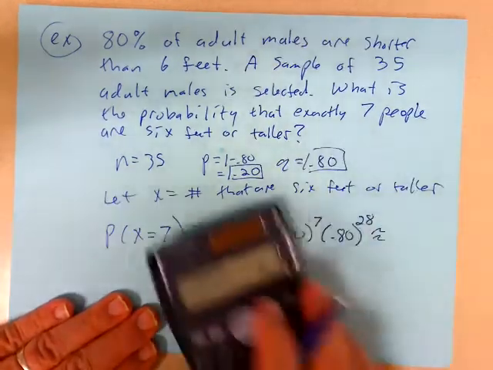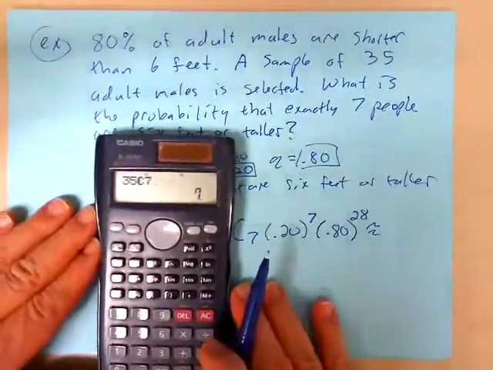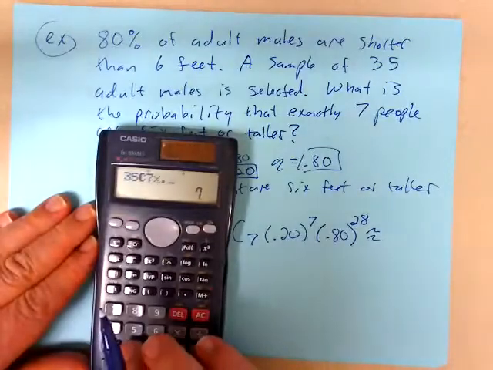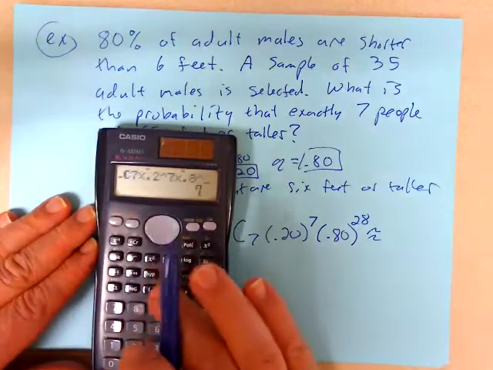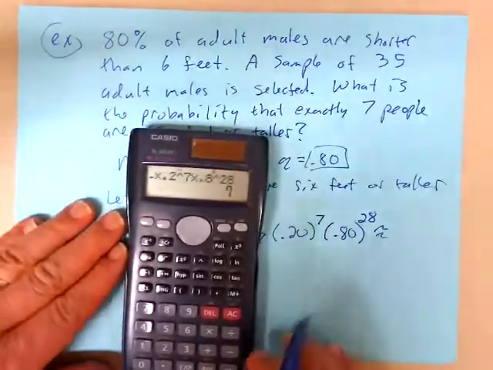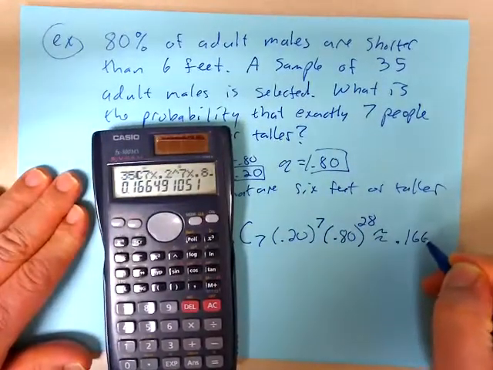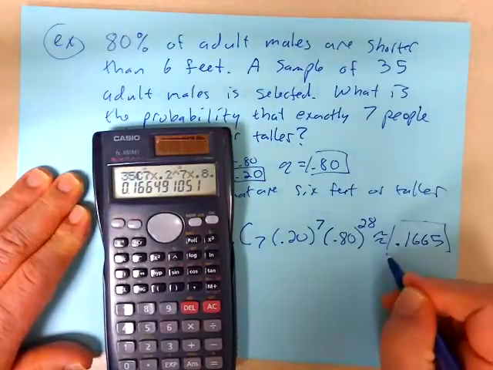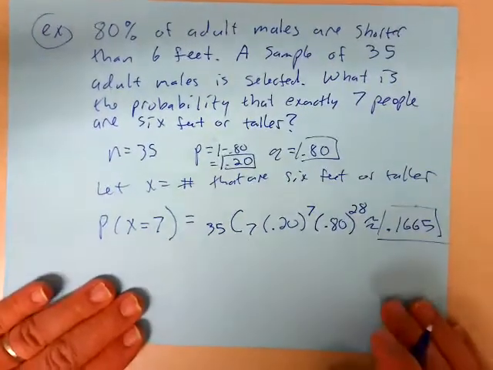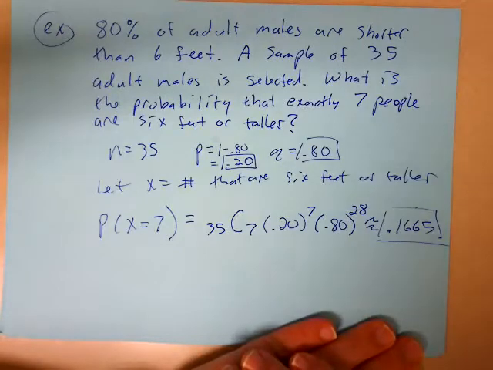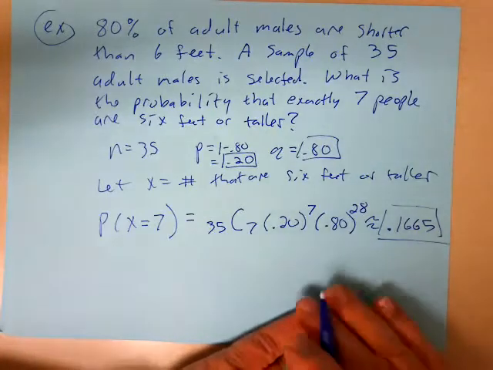And then I can put this in. 35 choose 7 times 0.2 to the 7 times 0.8 to the 28th. And there I get the probability, 0.1665 if I round to 4 decimal places. That would be the probability that exactly 7 people are 6 feet or taller. Okay, so there you go.